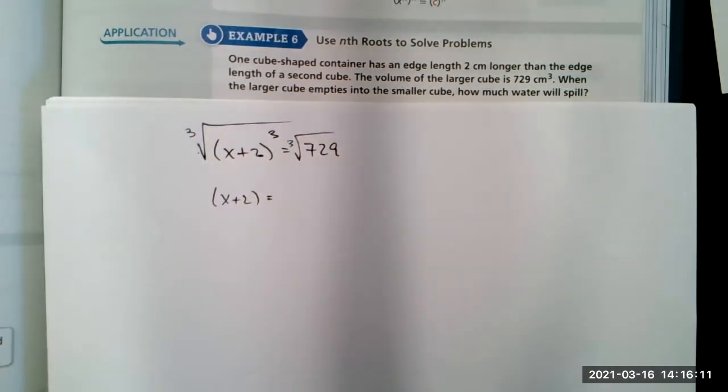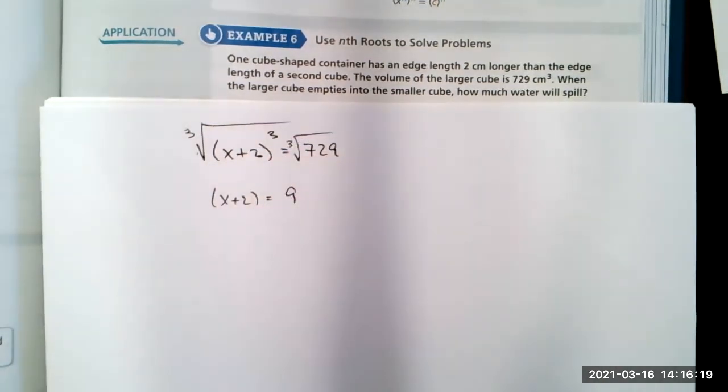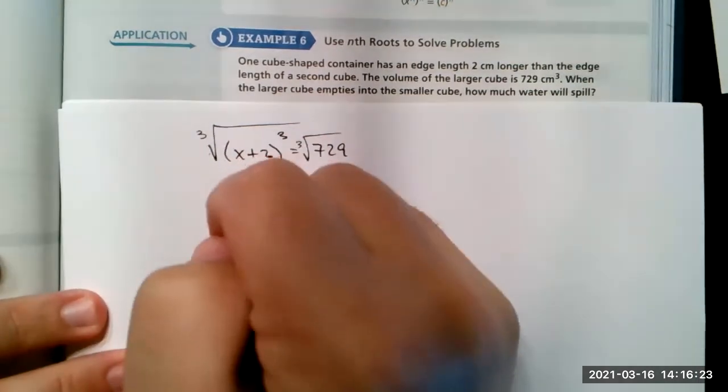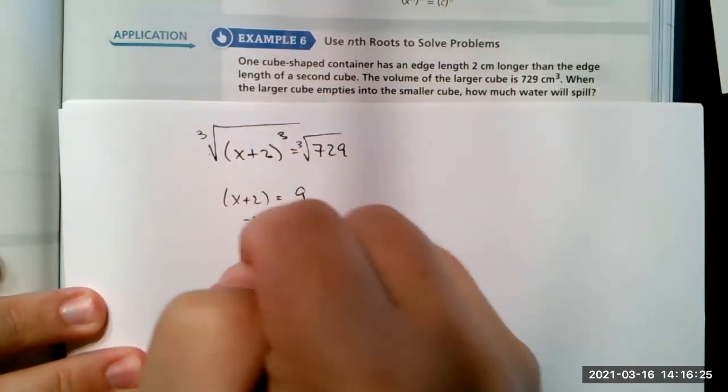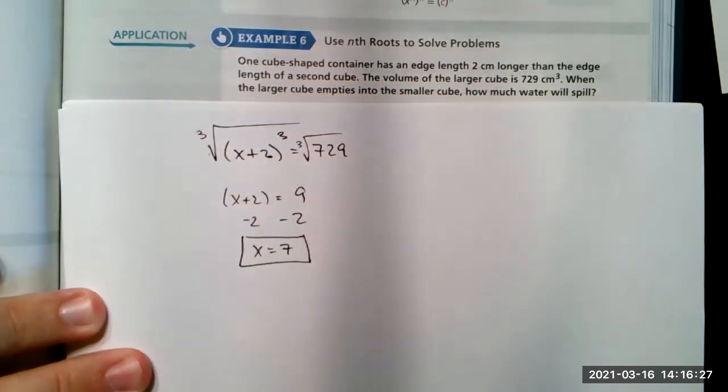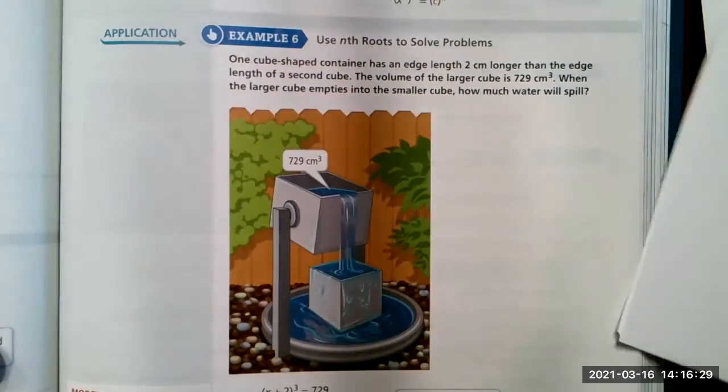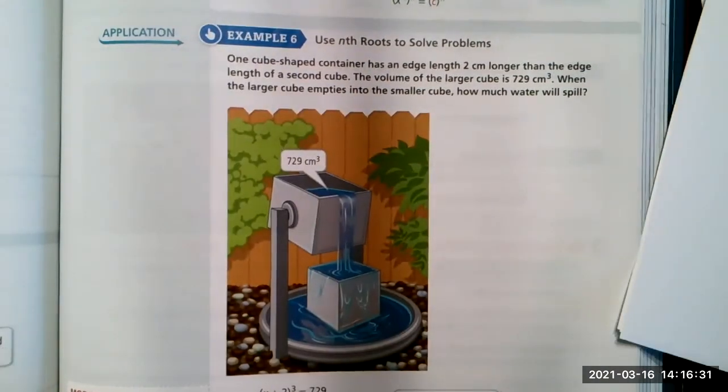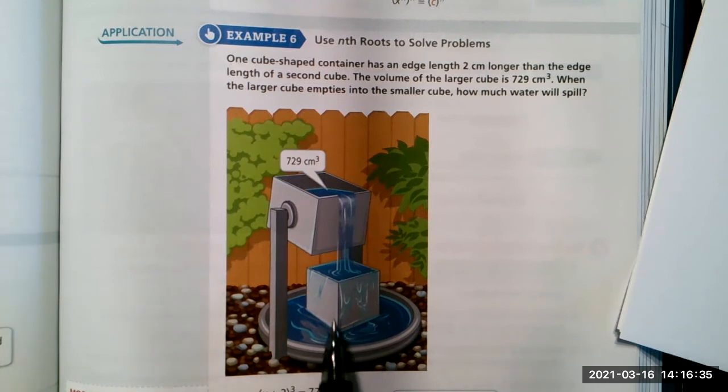The cube root of 729, that's a great question, is 9. So the cube root is 9. And now I just solve this. I subtract 2 from both sides, so I get x equals 7. Let's make sure we got the same answer. Perfect. X equals 7.